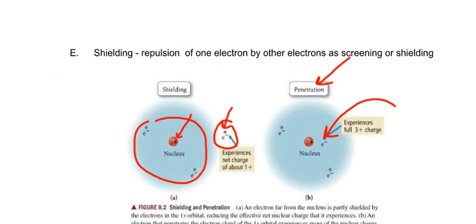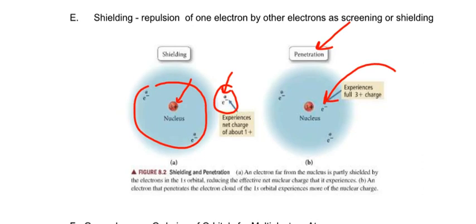So it says here, figure 8.2, an electron far from the nucleus is partially shielded by the electrons in the 1s orbital, reducing the effective net nuclear charge that it experiences. We're going to talk about that later. An electron that penetrates the electron cloud of the 1s orbital experiences more of that nuclear charge.